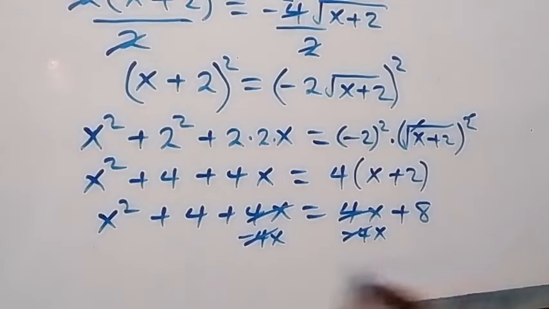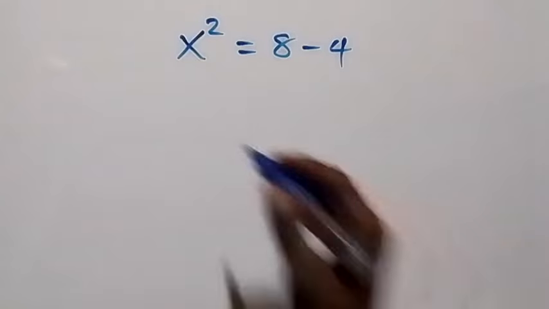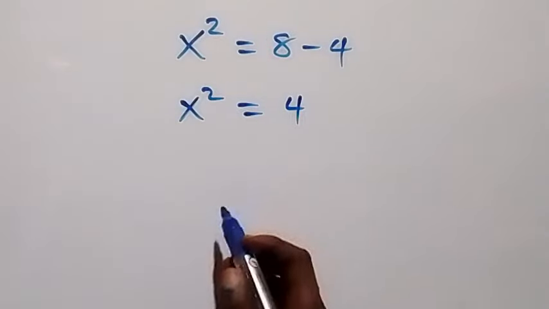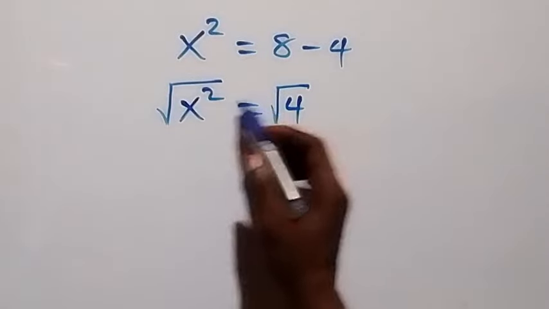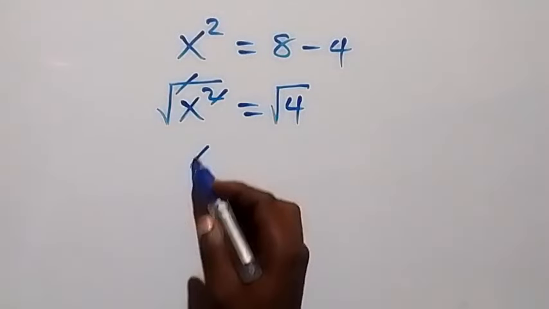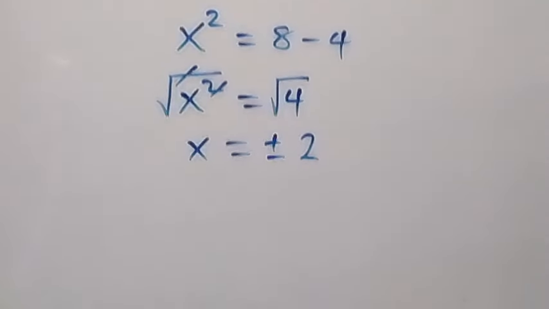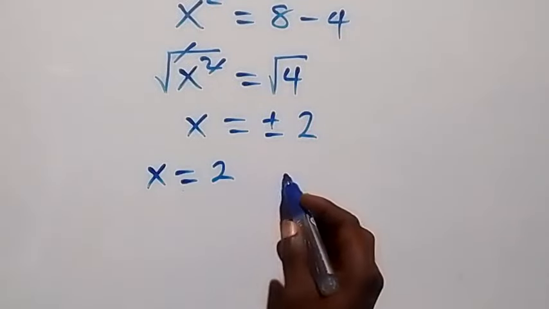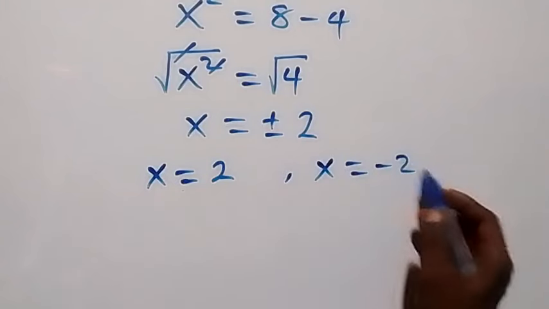We can take 4 to that side. We have x squared equals 8 minus 4. This becomes x squared equals 4. Then taking the square root on both sides, the square cancels the square root. This gives us x equals plus or minus 2. So we have two possible values of x: x equals 2, or x equals minus 2.